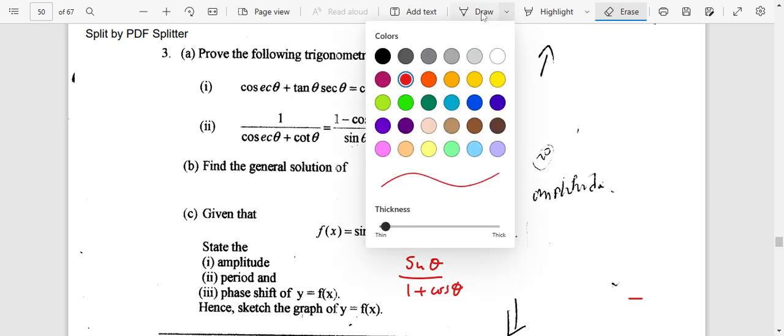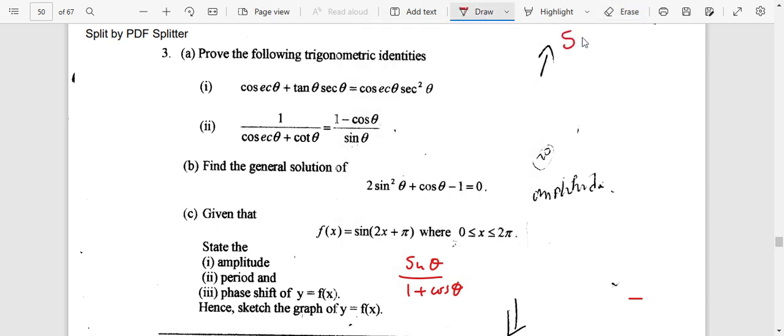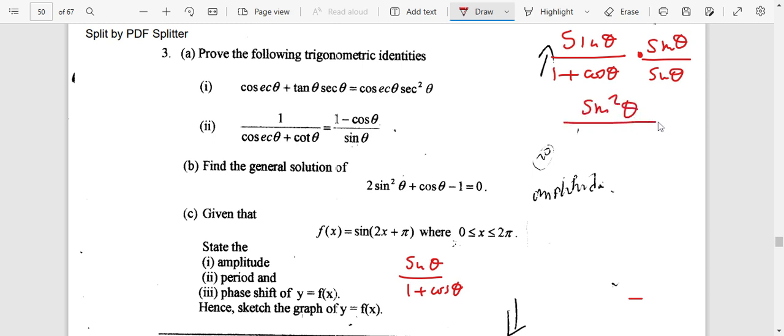What can you do? So I've got sin theta divided by 1 plus cos theta. The only thing that has come to my mind is, okay, I can multiply on top by sin theta, and down also I'll multiply by sin theta. That is going to give us sin theta times sin theta, that is sin squared theta. And then down we are going to have 1 plus cos theta and then sin theta.